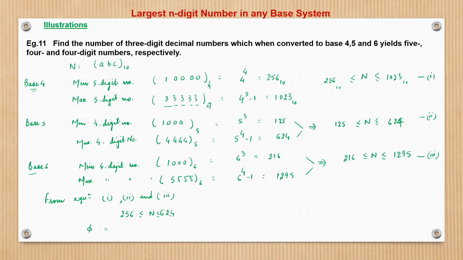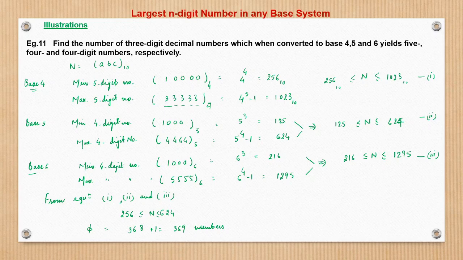So possible total number becomes how much? Difference of 14 minus 6 is 8, 11 minus 5 is 6, 5 minus 2 is 3, plus 1. So 369 numbers. So there are 369 numbers in base 10, which when converted to base 4, 5, 6, are 5 digit, 4 digit and 4 digit numbers respectively. This we have seen. Right, so this is conceptual one.